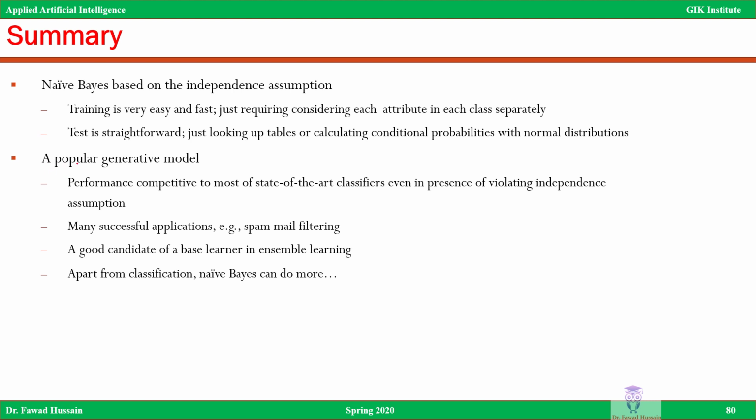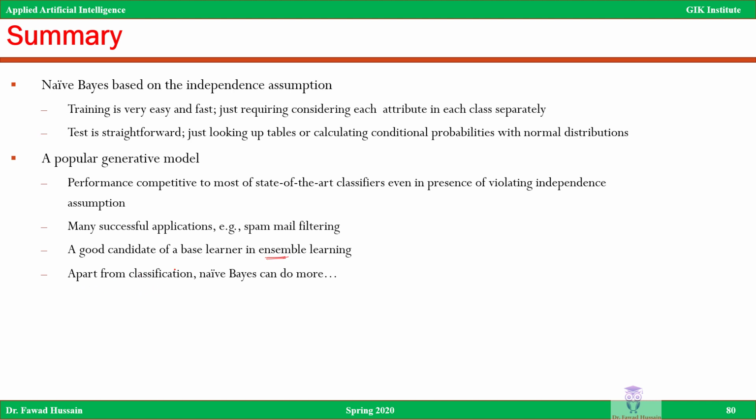It's a popular generative model, and its performance is in many cases very similar to other state-of-the-art classifiers, and it has been used in many successful applications. It's a good candidate for a Bayes learner in ensemble learning. Ensemble learning is using multiple learners to reinforce what we have learned and increase the accuracy of that.